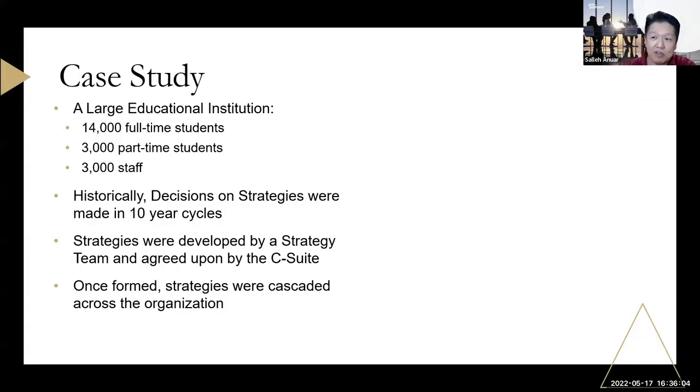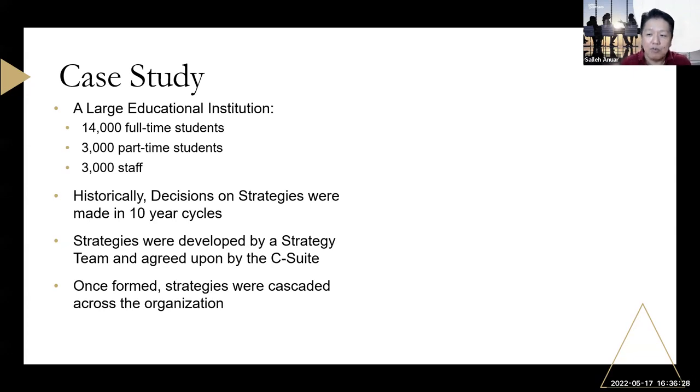A little bit more about this organization. It's dealing with about 14,000 full-time students, 3,000 part-time students, which are often adult learners, and they have about 3,000 staff. So usually their planning cycle is based on a 10-year cycle. This is their 5th planning cycle, right? They have about a 50-year history, right?